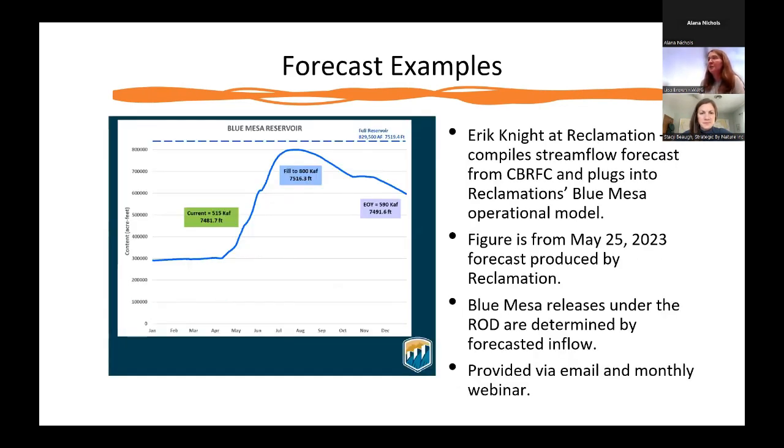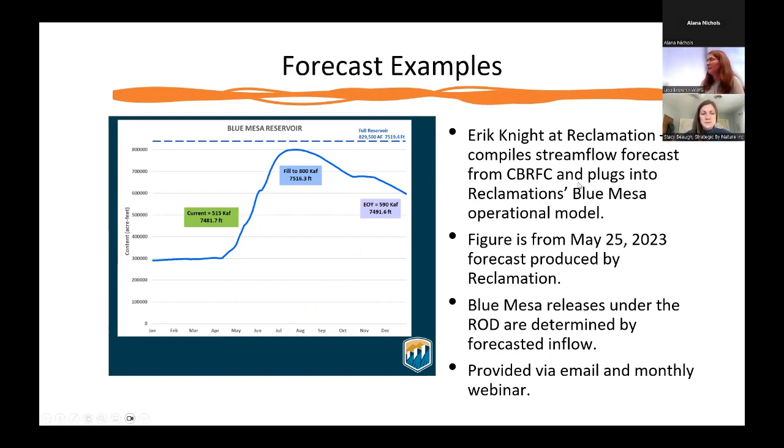So the last forecast product that I wanted to touch on is Reclamation. We've got the ASO information, which is that cutting edge research, very detailed for the Upper Gunnison, which is very nice. But we also have CBRFC, and I wanted to bring that in because Reclamation relies on CBRFC for their forecasting when they're doing their Blue Mesa operations. So look at both, because they're both going to be considered by users in the basin.